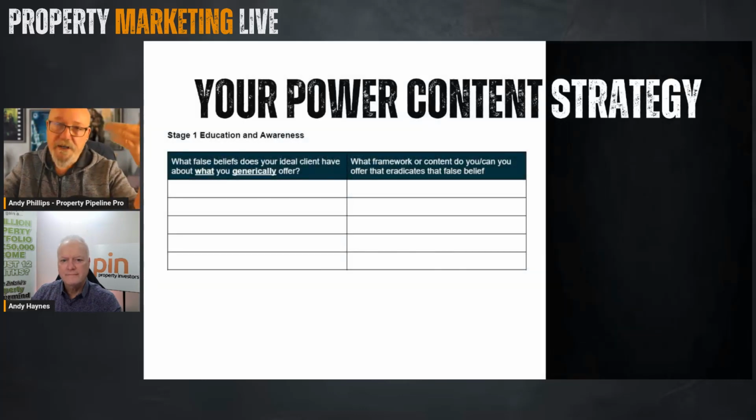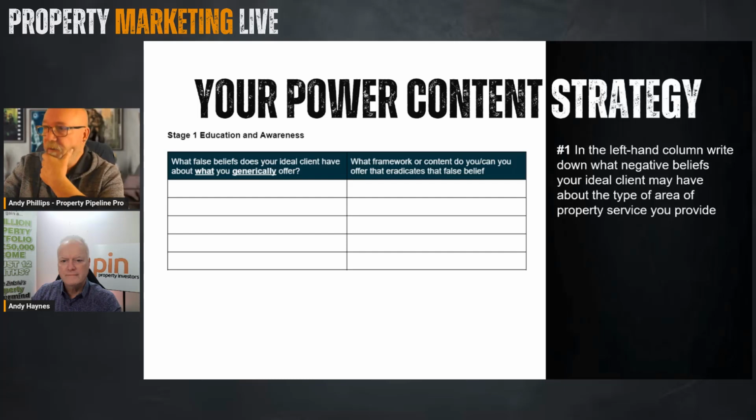And so I'm going to go through each of these stage by stage. So we're going to start off with this education awareness. So what false beliefs does your ideal client have about what you generically do? And the idea of this is, in the left-hand column, you write down what negative beliefs your ideal clients have about the type of area of property service you provide. So we start going through these.